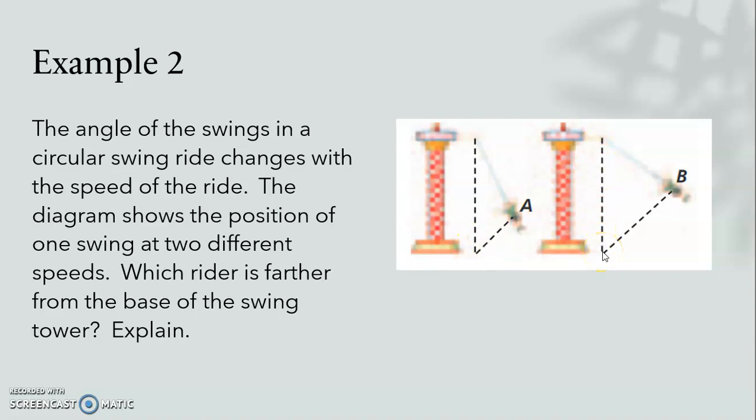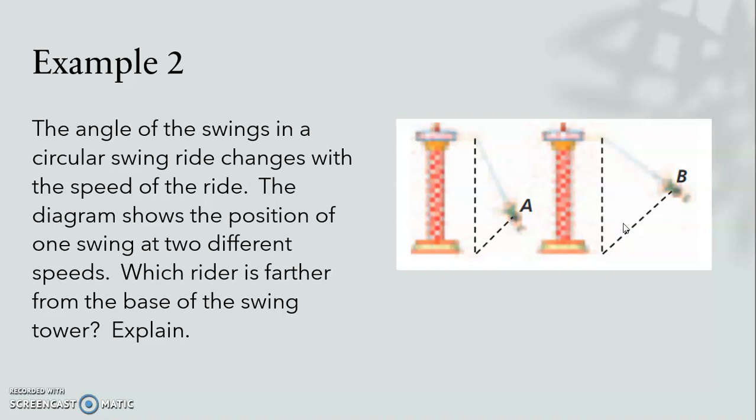And as this ride speeds up, the rider is going to be pulled further and further out. So this angle here is going to increase as the ride speeds up. So in this one, this is a very small angle. And in this one, this is a bigger angle. So person B is going to be further from the base because of the hinge theorem. We know about the angles. We can see that this one is bigger than this one. So person B is going to be further from the base.